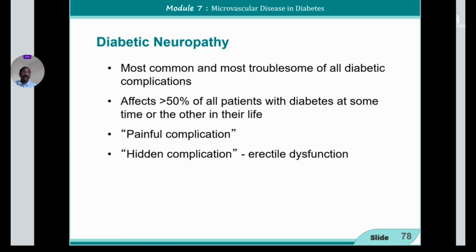It's a painful complication and also a hidden and secret complication because of the erectile dysfunction associated with diabetic neuropathy.